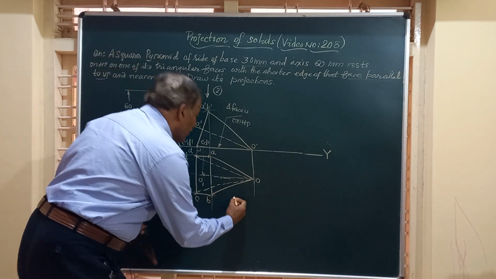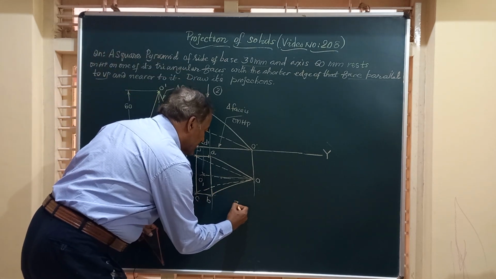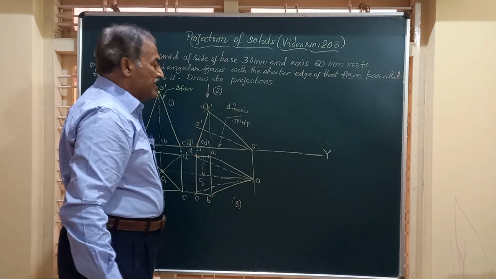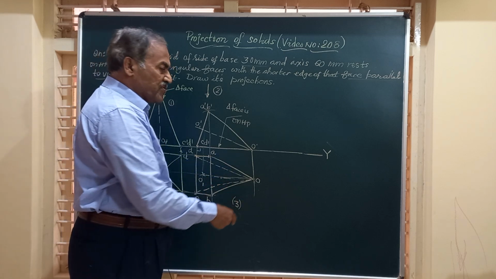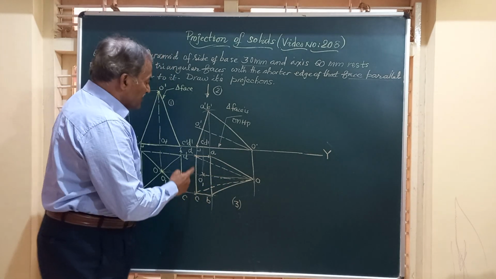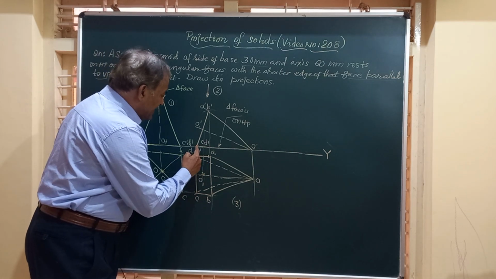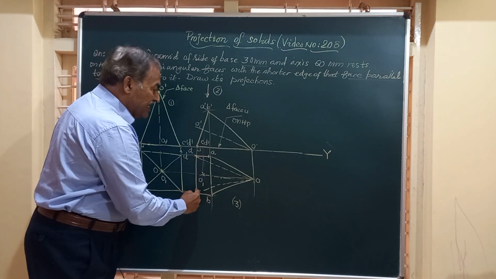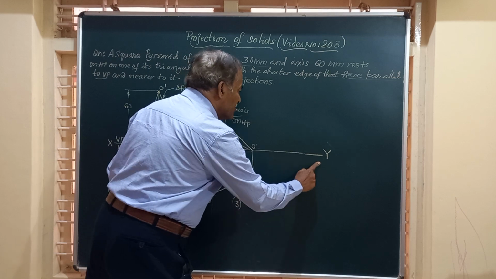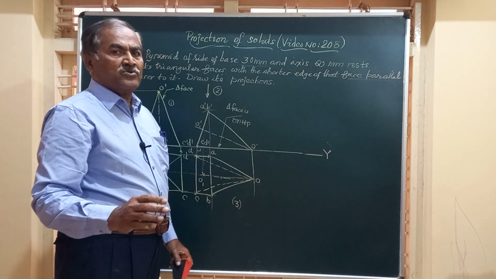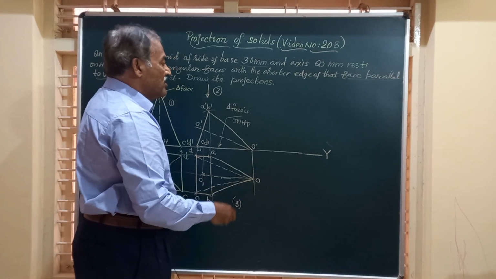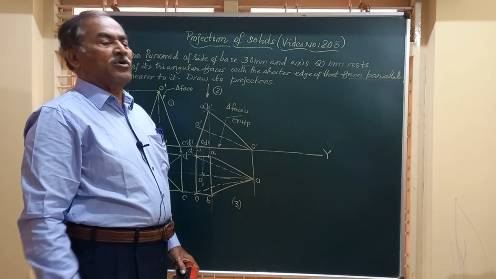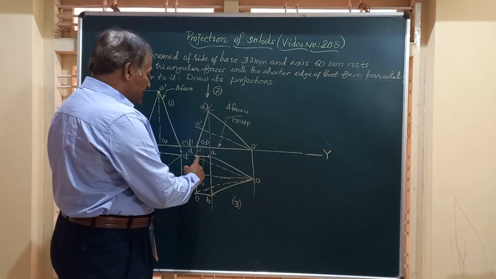Friends, I will call this figure as figure number 3, and I am going to redraw this figure 3, the top view, such that the edge CD, which is normal here, becomes parallel to VP, parallel to XY. It has to be drawn to the same dimension and obtain the corresponding front view. Friends, it is very simple.